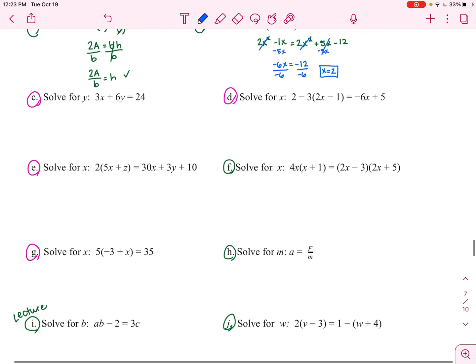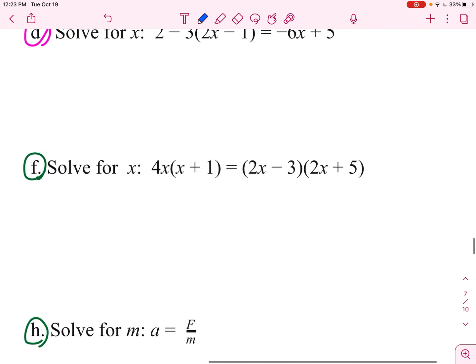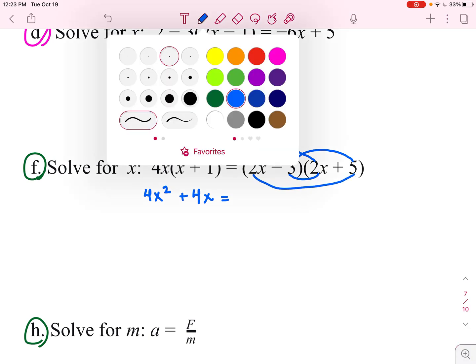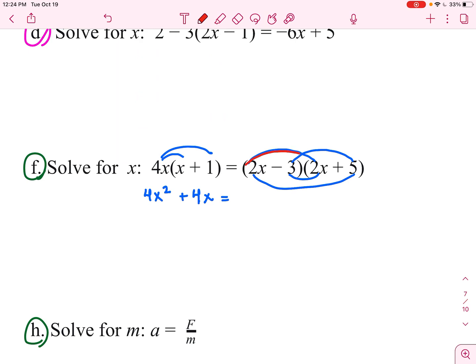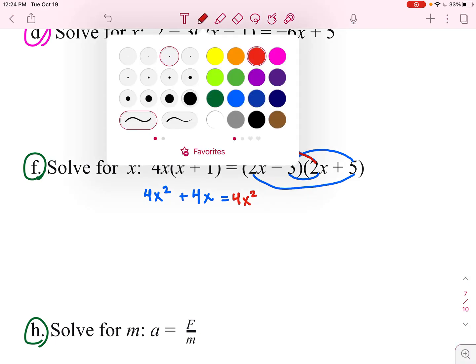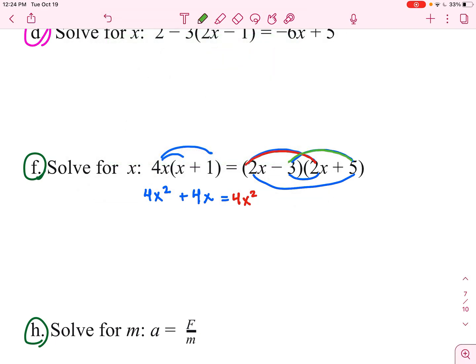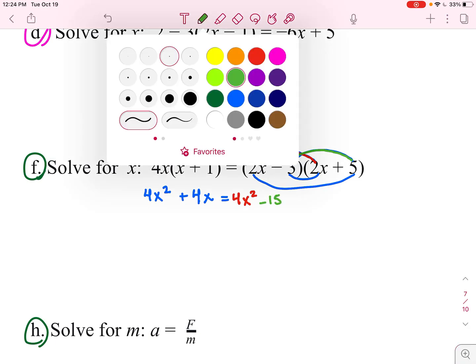Now let me do f and h. F, let's distribute this 4x. 4x times x is 4x squared plus 4x times 1 is 4x equals, this time we have to FOIL. We have to actually multiply 4 different times. So for the first one, I will multiply 2x times 2x. That is 4x squared. Then, and I can do this in any order, maybe I'll go here. Negative 3 times 5 is a negative 15. Then I have 2 more to multiply.